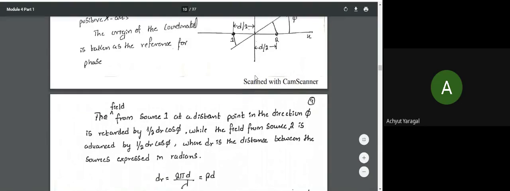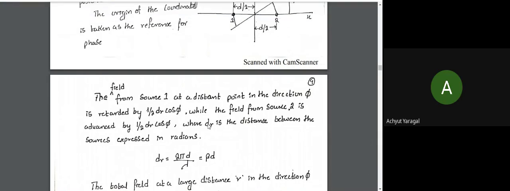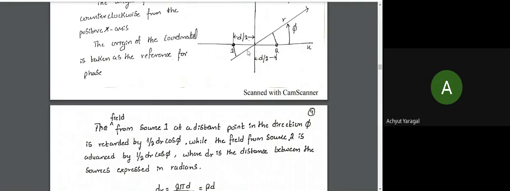So what is it? 1 by 2 d_r cos phi. Now what about d_r? d_r is the distance between the sources, expressed in terms of radians. We have small d, the distance between the sources, and this is expressed in terms of radians.